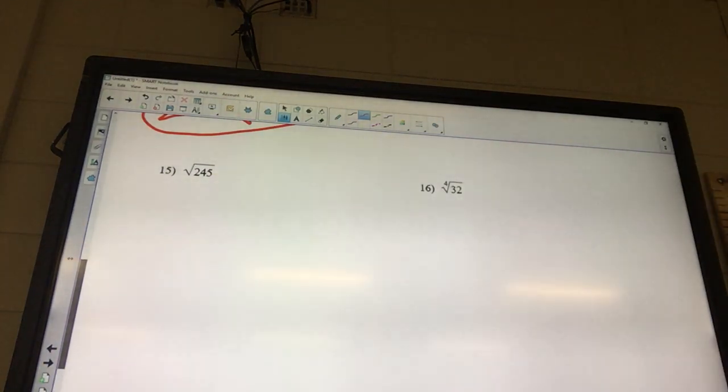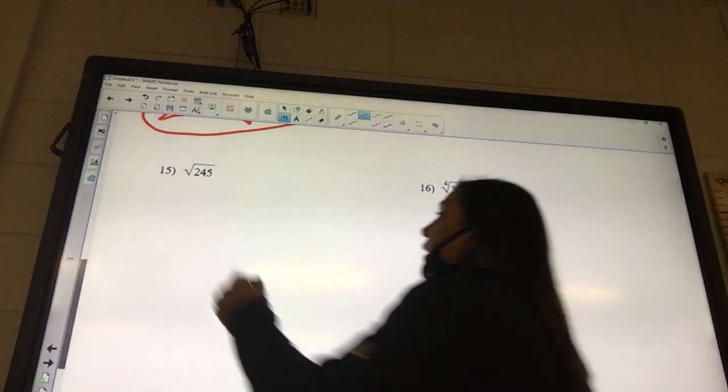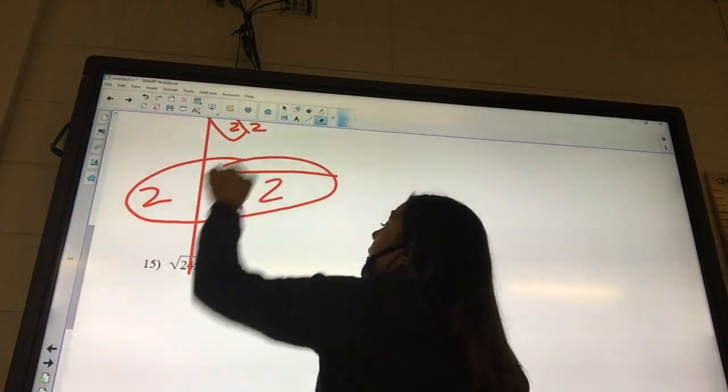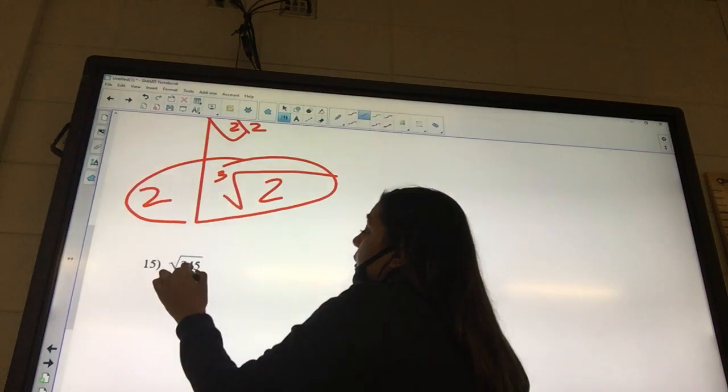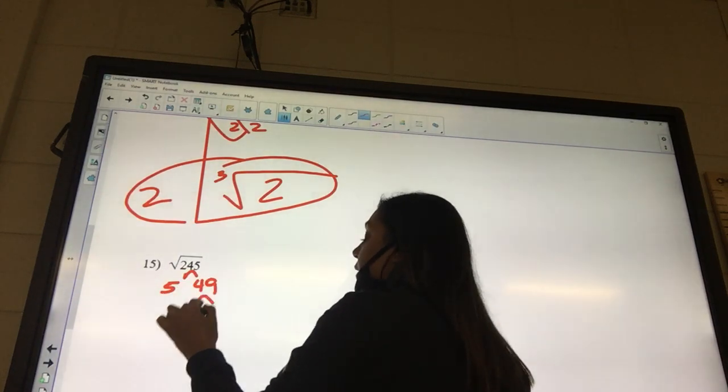245. How did I do my calculator? 245 divided by, and I already know it's going to be 5. If it ends in a 5, that means it divides by 5. Do you guys know? So 5 and 49. And this one's going to be 7 and 7.